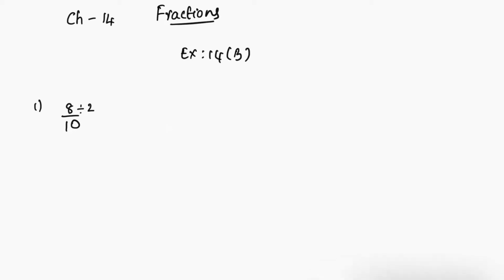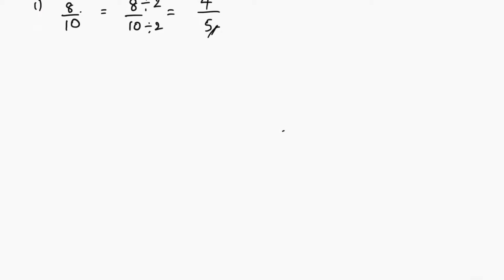So, how do I write it? I can write this is equal to 8 by 10 divided by 2 divided by 2. What is 8 divided by 2? 8 divided by 2 is 4. 10 divided by 2 is 5. Again, is there any number other than 1 which we can divide both? No. So, your final answer will be 4 by 5. This is how you solve it.